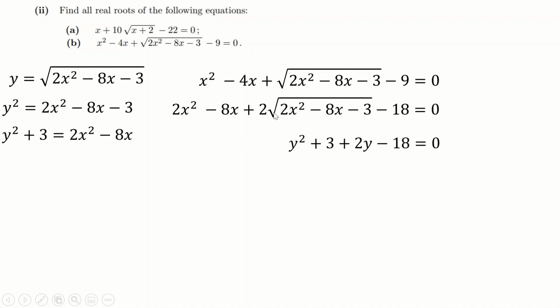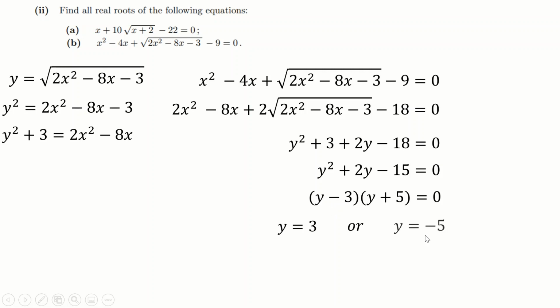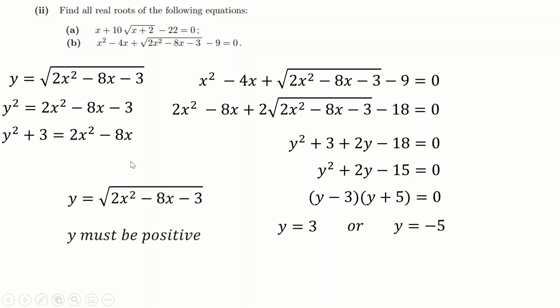This is 2, and then all of that is just y, remember, from the original substitution. Minus 18 is 0. Tidy that up, and again, does it end up being nice? Yeah, it does. It ends up being a nice one. So y minus 3, y plus 5 is 0. Okay, great. So now y is 3 or y is minus 5, except remember, y is the root of something, so y must be positive, which means that one goes out the window.